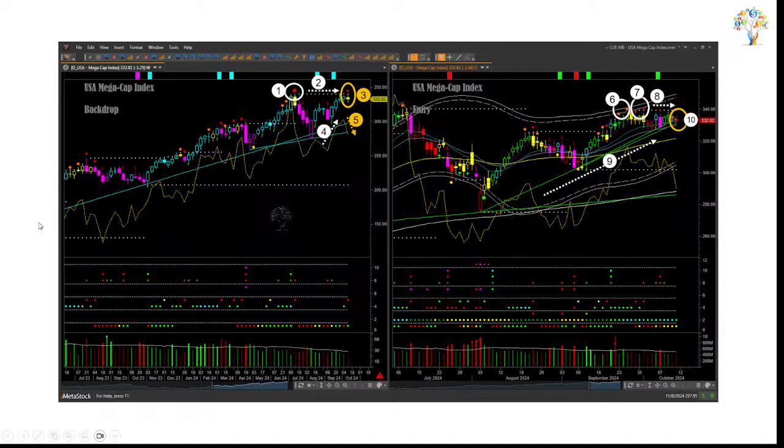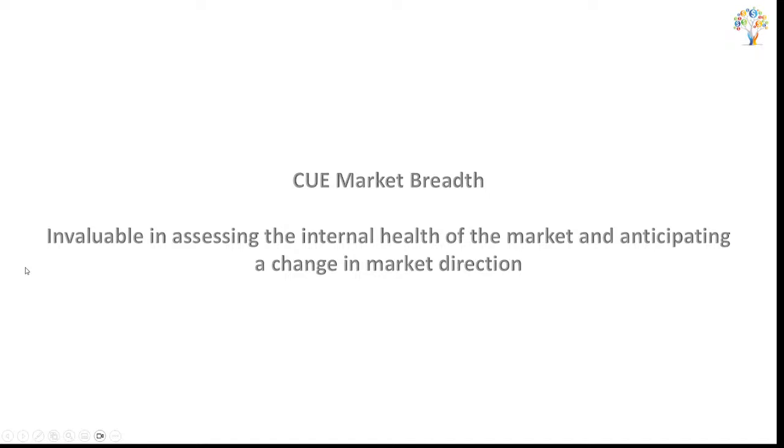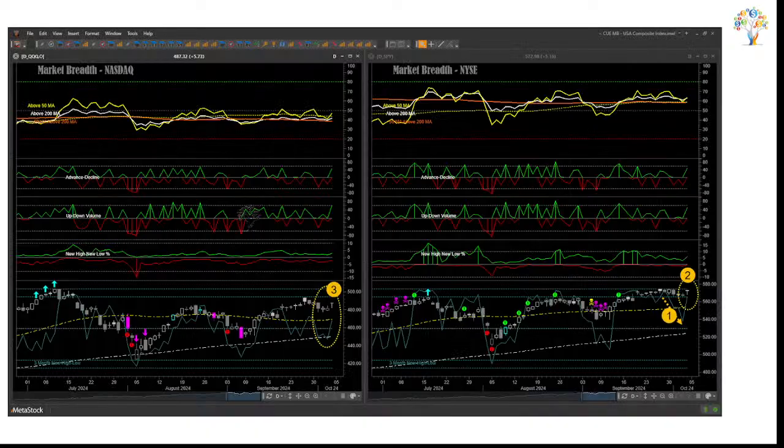Let's now look at market breadth, invaluable in assessing the internal health of the market and anticipating a change in market direction. Composites. Nasdaq and NYSE composites. I'll not read the entire chart signals. I'll just focus on a few areas. You may pause the video and read the other signals later.